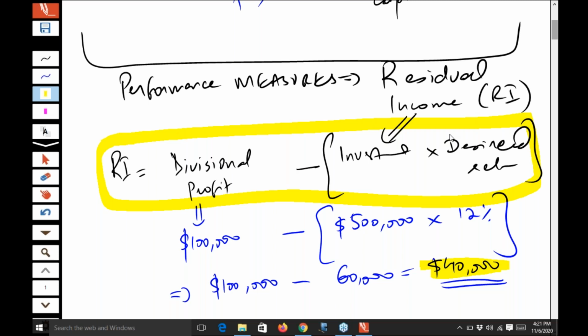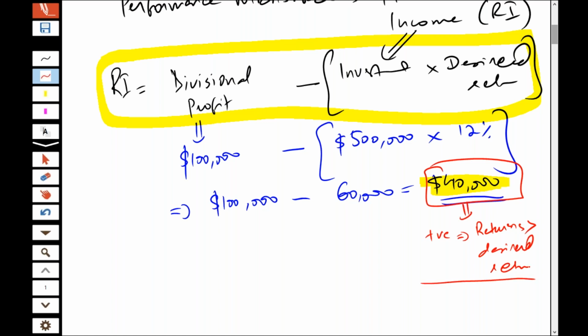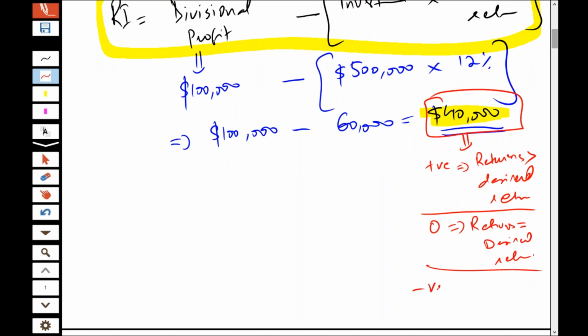But when we talk about this specific measure, the residual income measure, there are multiple problems with respect to it. We are going to discuss them one by one. First of all, this residual income of 40,000 tells you what? If there is a positive residual income, that means the business has generated returns that exceed the desired return. The second thing is, if there is a zero residual income, this would mean the returns equal the desired return. And the third one is, if this is negative, that means the returns are less than the desired return.